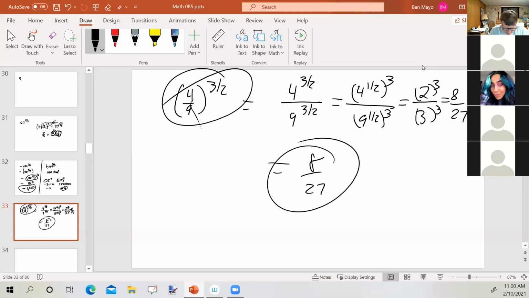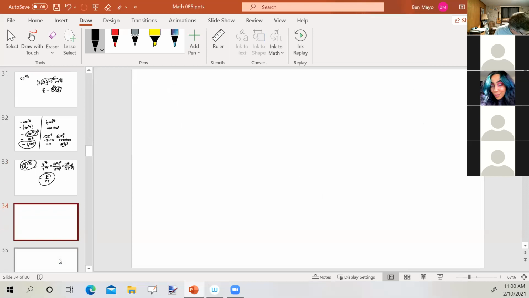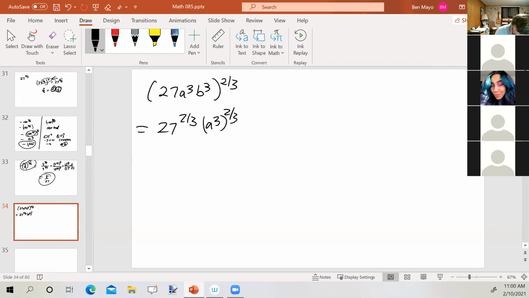Okay. Let's continue here. Suppose I've got the quantity 27 a cubed b cubed all to the 2/3 power. Okay, so that's going to be 27 to the 2/3 power, a cubed to the 2/3 power, b cubed to the 2/3 power. And the directions say all variables represent positive real numbers. In this case, it wouldn't matter because we're taking a cube root, which is an odd root. But let's see here.